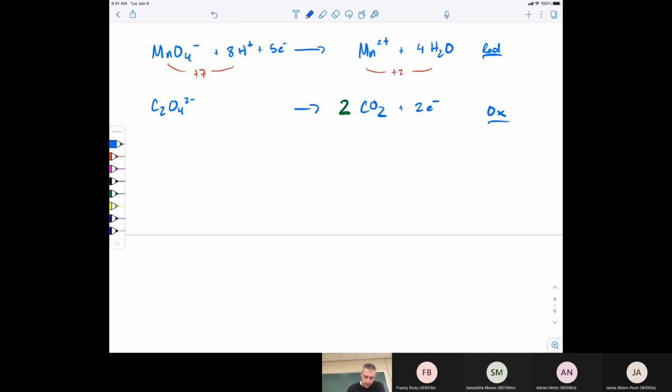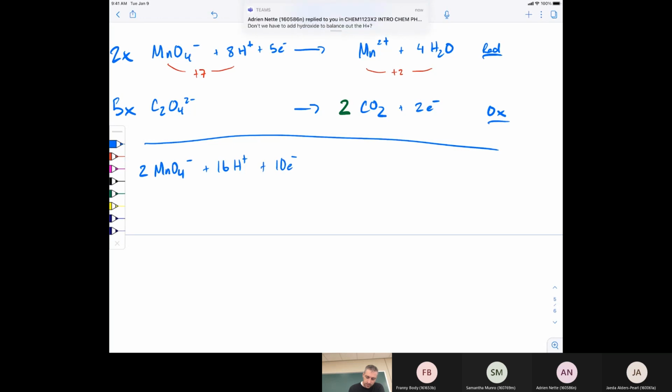So what we're going to do to the first one is multiply everything through by 2. And we're going to take the second one and multiply everything through by 5. That will leave us with 10 electrons in each. Then they'll be able to cancel. So that becomes 2 MnO4 minus plus 16 H plus 10 electrons.